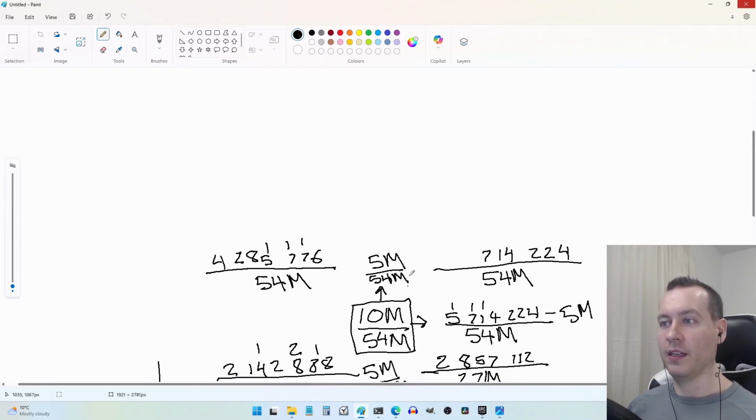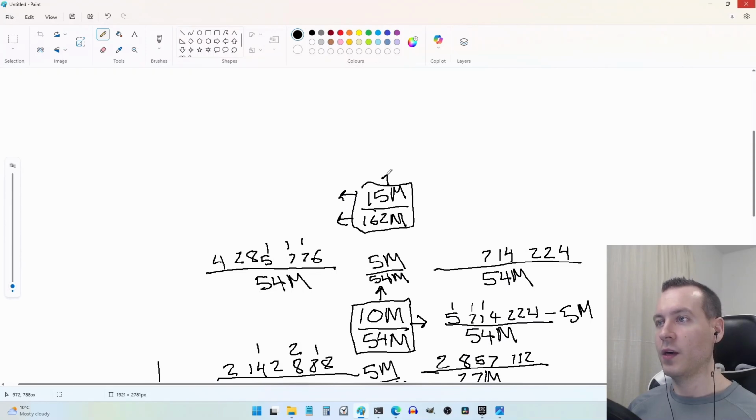So to split this by 3, we'll multiply all numerators and denominators by 3. 5 times 3 is 15 million for the numerator. 54 million times 3 is 4 times 3, that's 12. 5 times 3 is 15, carry the 1 is 16. 162 million. We're splitting 2/3 to the left, 1/3 above. The next input will be 5 million, that's 1/3 of 15, over 162 million.